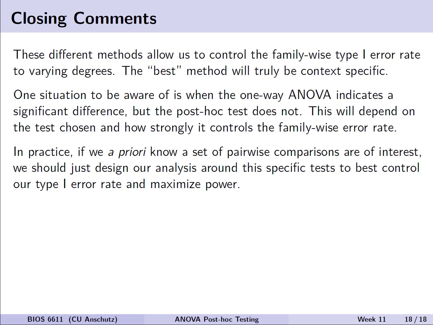In practice, if we a priori know a set of pairwise comparisons are of interest, we should really just design our analysis around those specific tests in order to best control our type 1 error rate and to maximize our power. While it can be interesting to do all possible pairwise comparisons, in certain cases, like with Dunnett's test, we may know that we specifically want to try doing our tests and account for them in a certain way without having to adjust for many, many comparisons that may ultimately not be of interest.